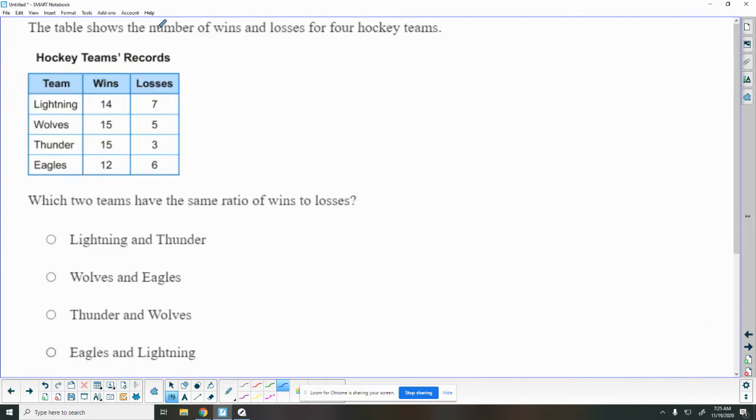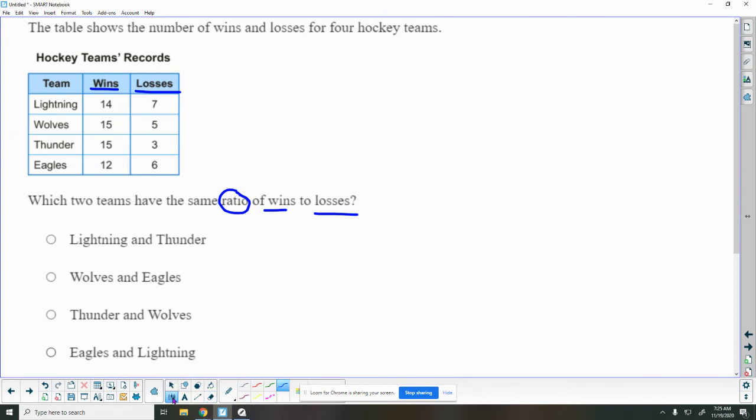Okay, let's try one more here. So this table shows the number of wins and losses for 4 hockey teams. Which 2 teams have the same ratio of wins? So wins first, losses second. So wins to losses. So they have our table set up the same way the question is asked. So now we need to find 2 equivalent ratios, not 2 teams that just have the same number. Like I can see Wolves and Thunder have the same number, but that doesn't make them have equivalent ratios. So we need to find some that have the same ratio.